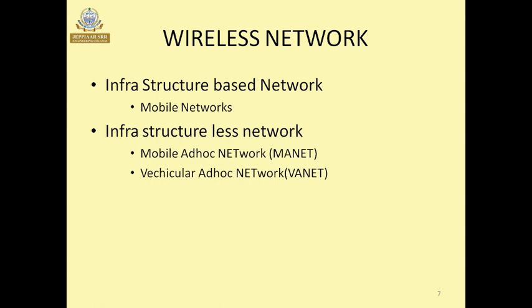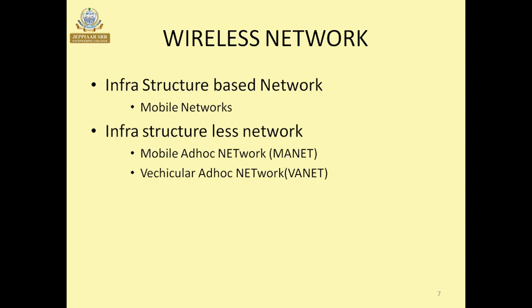So from the BSNL customer to the tower it is wireless. Then wired networks are there, switching and routing operations are done, and call forwarding is done. From the Airtel tower to the corresponding person it is wireless. So this is partially wireless. This is called an infrastructure based network.